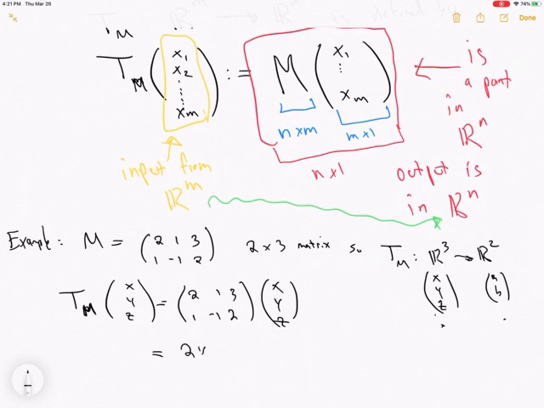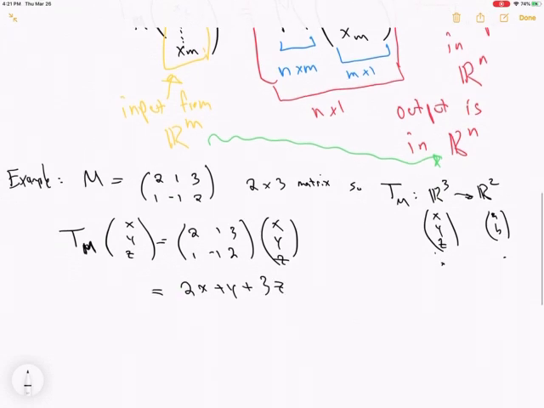So 2x plus y plus 3z. So this thing is a number. It's a number that combines three different numbers, x, y, z, in a prescribed way. And the second number it spits out is x minus y plus 2z. So that's what I mean by this transformation matrix.